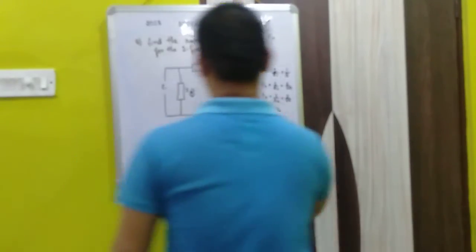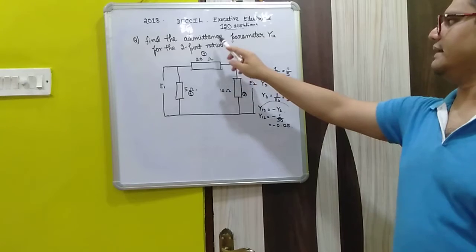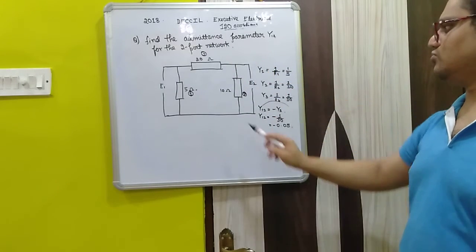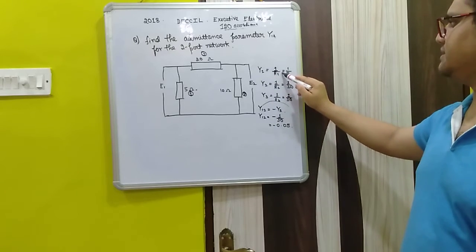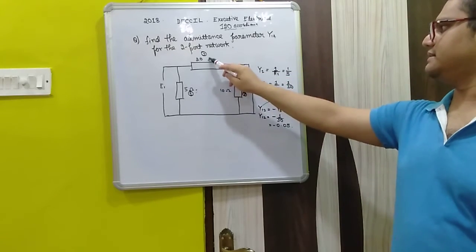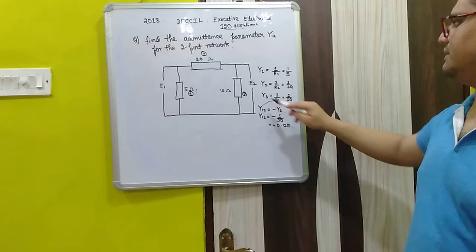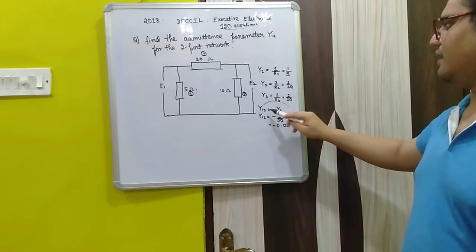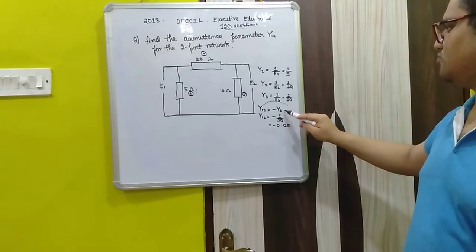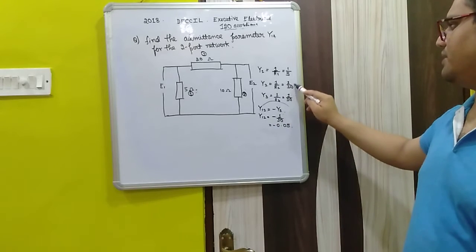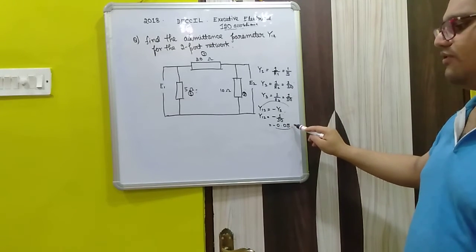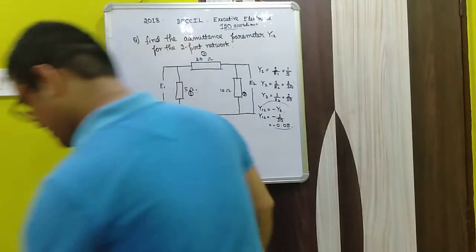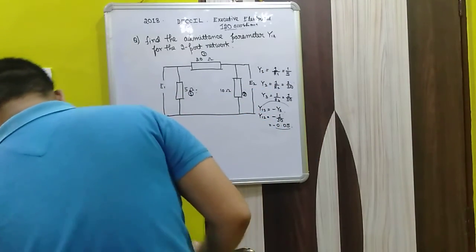So I hope you have understood how I have calculated the admittance parameter Y12 for the two-port network. We know that admittance is inversely proportional to resistance, for the first parameter, second parameter, and third parameter. We have taken the inverse of these three parameters, and Y12 is minus Y2, that is minus 1 by 20, and the final answer is minus 0.05. So now we move on to the next numerical.